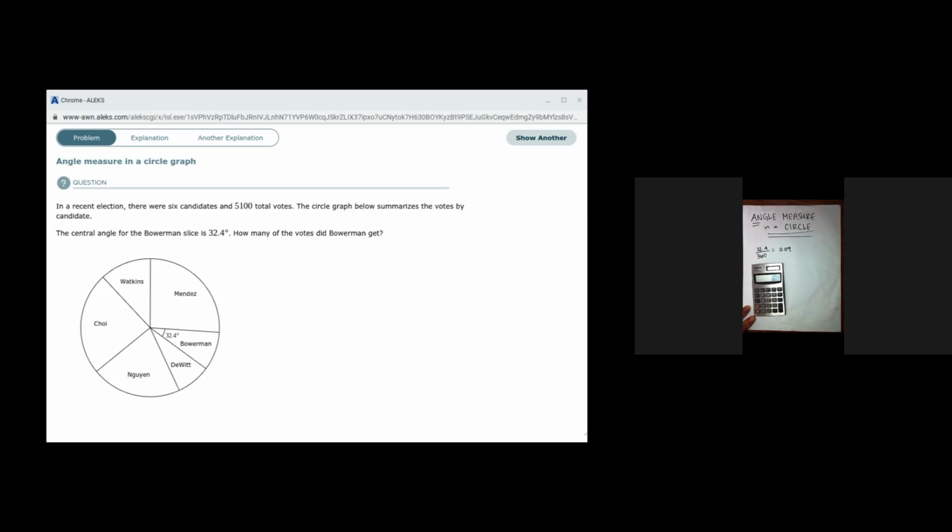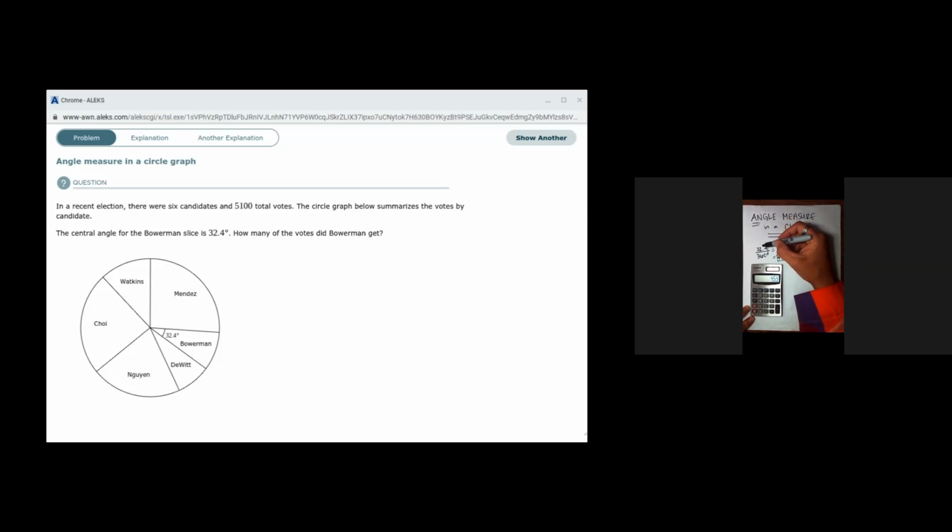But how many votes was that? Well, let's multiply by the number of votes, 5100 votes. So we really had, this was degrees, right? They were both degrees, so those cancel out. So we had no units from that. Now our units here should be votes, which makes sense because the question says how many of the votes did Bowerman get? So 0.09 times 5100 is, Bowerman got 459 votes.